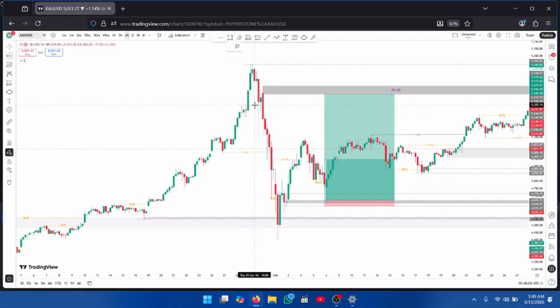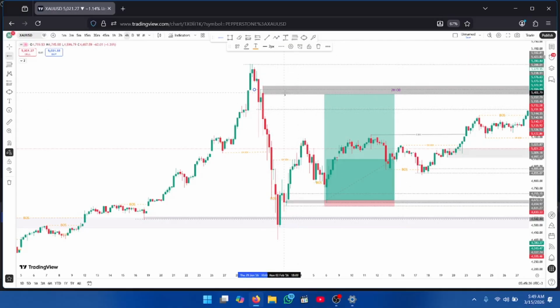at our very 4-hour zone, the 4-hour bearish order block. And that was the zone that we were expecting: after activating this zone here, the next resistance that the market might find is this order block, our 4-hour order block here.